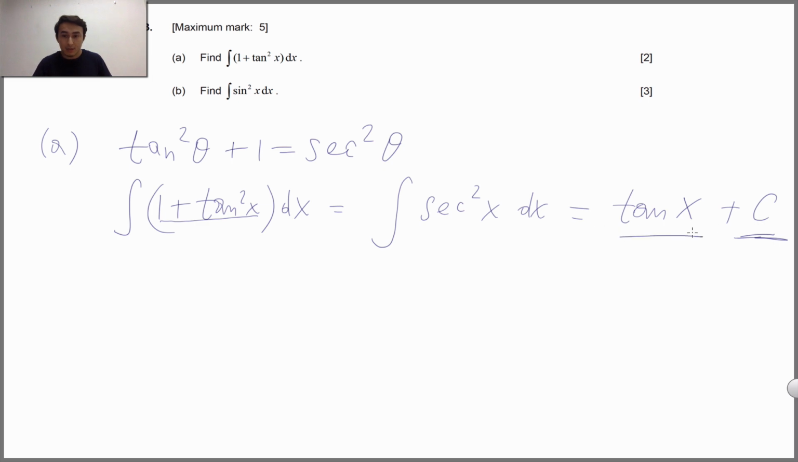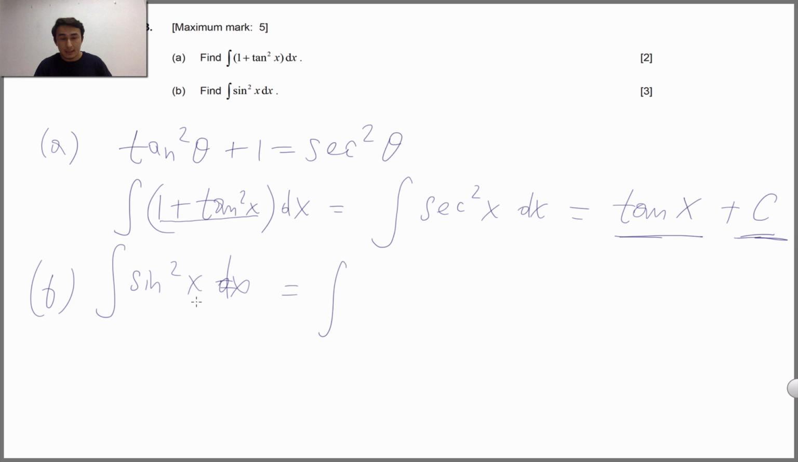And how do you define tan x? Well, it's given in the booklet, so refer to the booklet. So part B, sine squared x dx. For this problem, we can rewrite sine squared x. Let me just write integral is equal to integral.